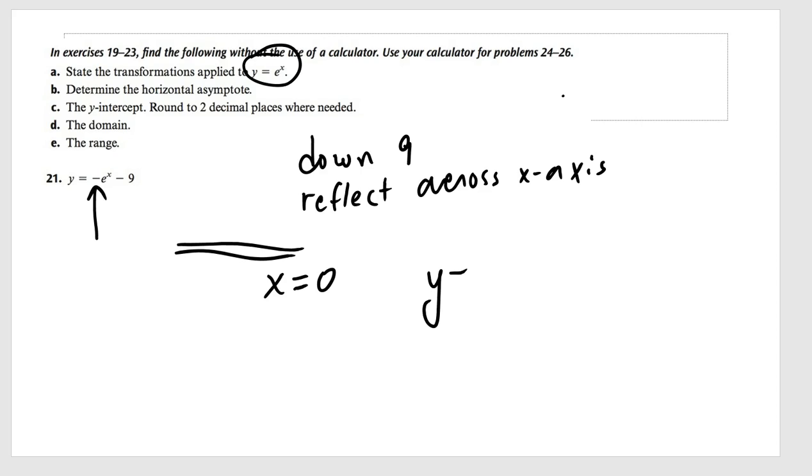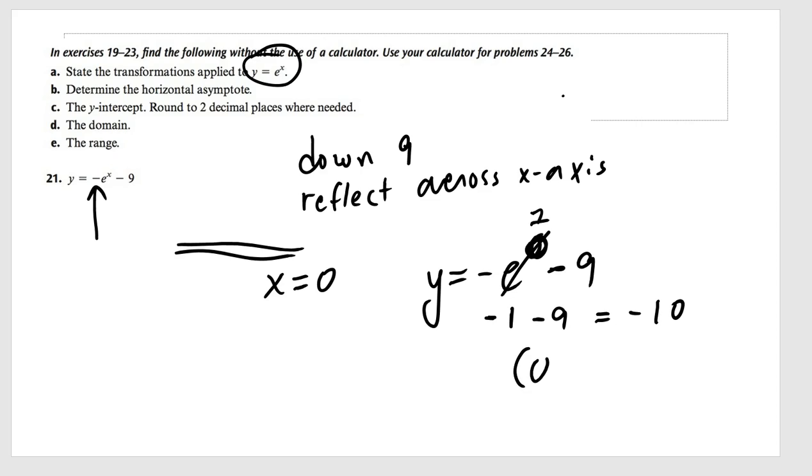What we do is we just put in a 0 for x. Here I replaced my x with a 0. And I know that any base raised to the 0 goes to 1. Now be careful, the base is only the e. So this becomes 1. That'll make negative 1 minus 9. So my y-intercept will be negative 10. You can say that's (0, negative 10), or you could just say negative 10.